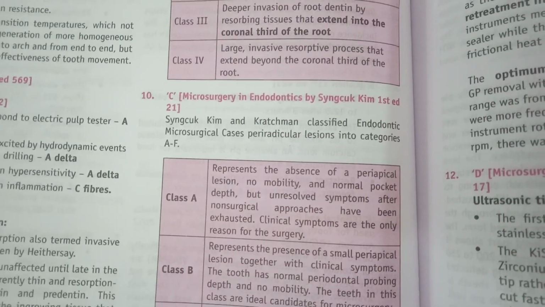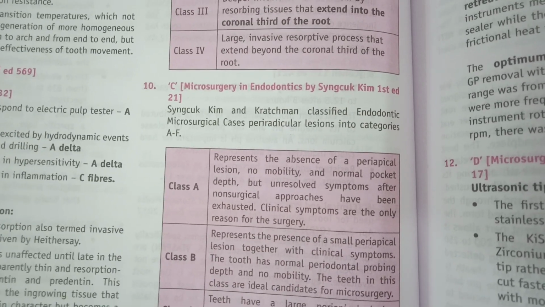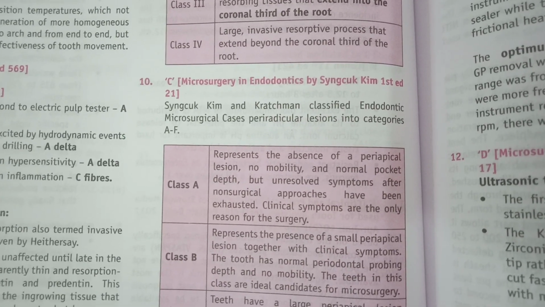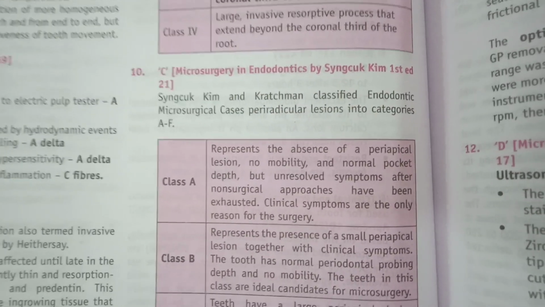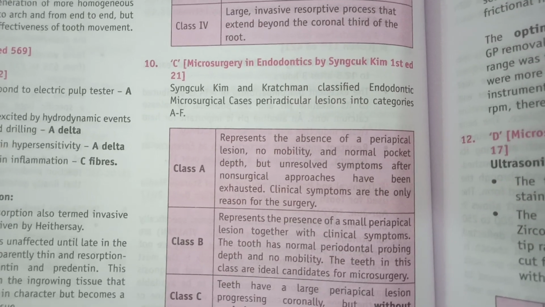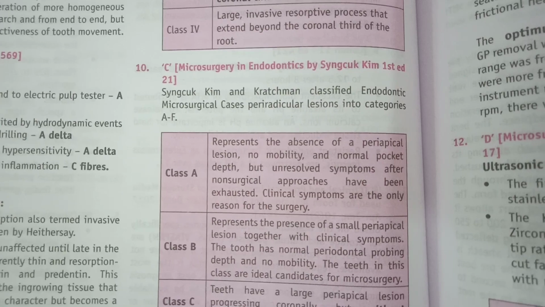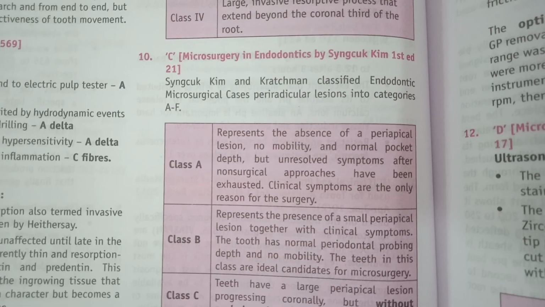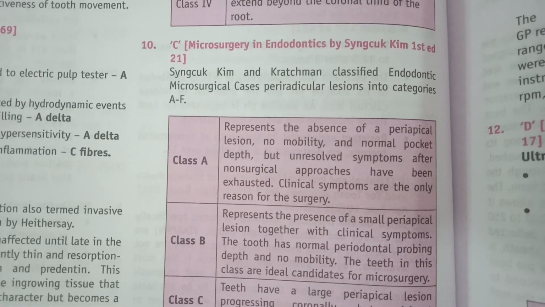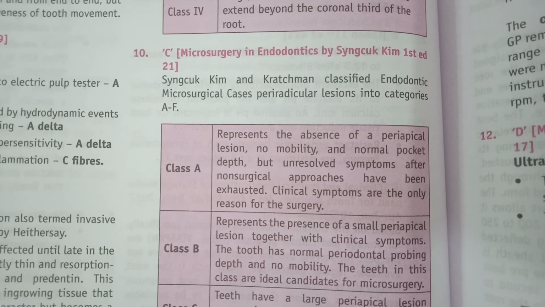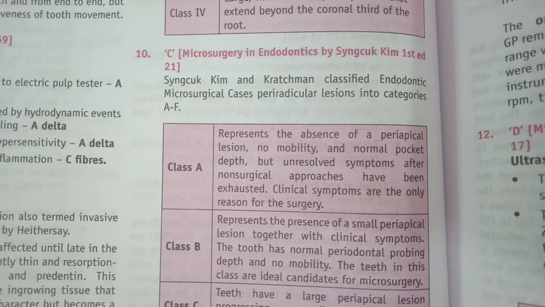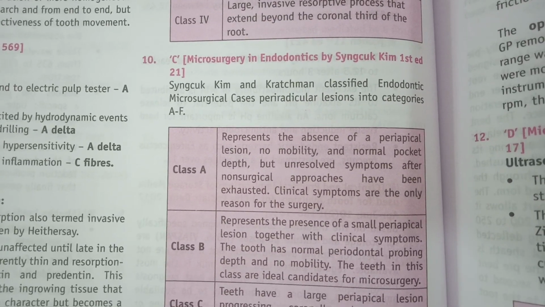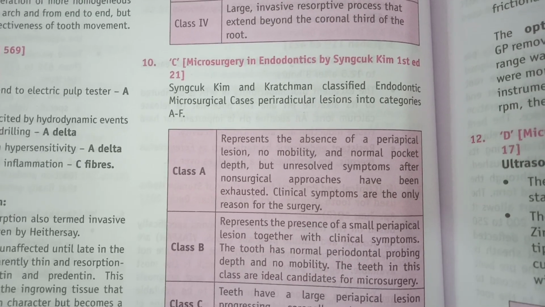Singh, Kim and Kratchman classified endodontic microsurgical cases, periradicular lesions into category A to F. Now class A represents the absence of a periapical lesion, no mobility and normal pocket depth, but unresolved symptoms after non-surgical approaches have been exhausted. Clinical symptoms are the only reason for the surgery. So there is no periapical lesion, no mobility, but there is a symptom still going on after the root canal therapy and re-RCT also.